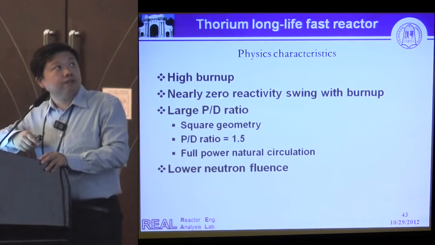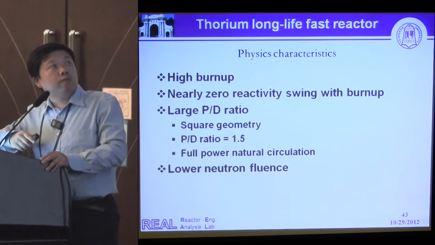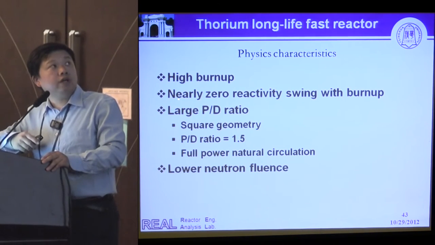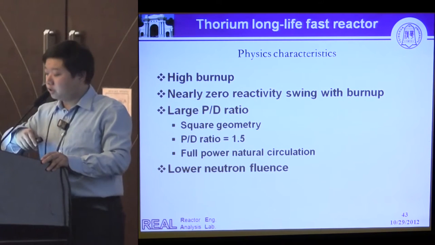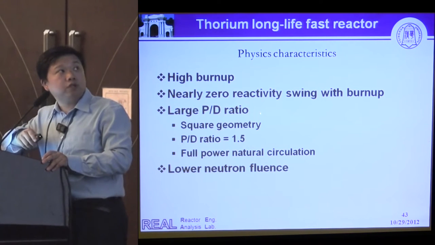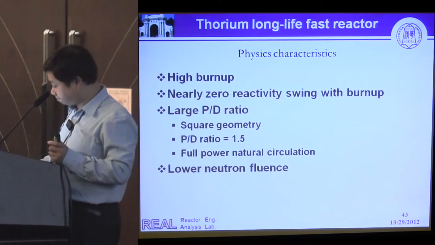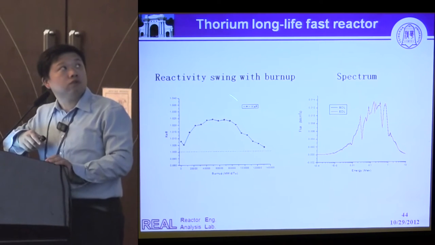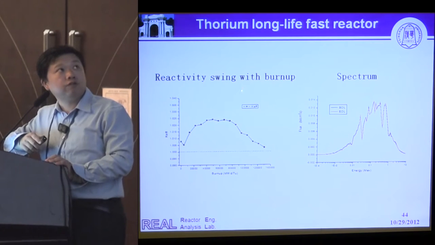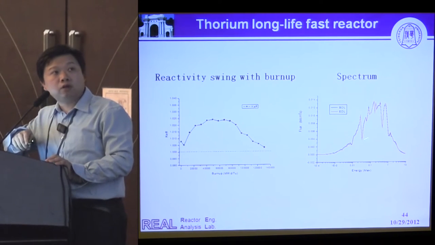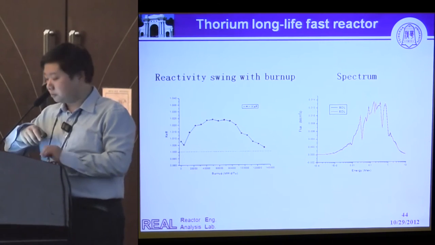In our design, the thorium long life fast reactor has a high burn up and nearly zero reactivity swing with burn up, a large P dilation, and lower neutron fluence. These two figures show the reactivity swing with burn up, and the right figure shows the spectrum.